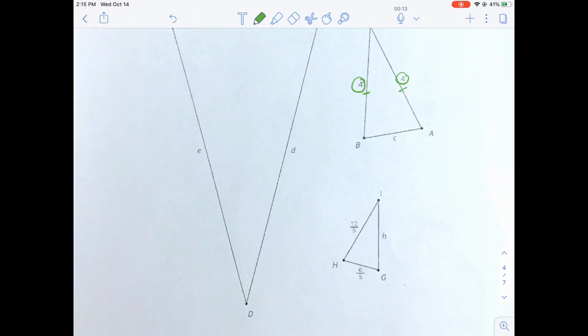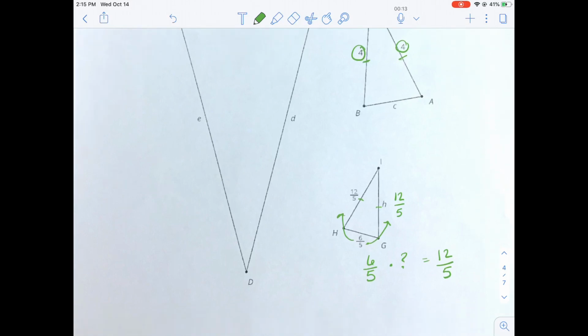So let's look down here. We have 12 fifths, so if this side and this side have to be the same, we automatically know this has to be 12 fifths. Okay? Now, we've got to figure out how we got 12 fifths. How did 6 fifths become 12 fifths? And you can think about it either way. So we can say 6 fifths times what got us 12 fifths.